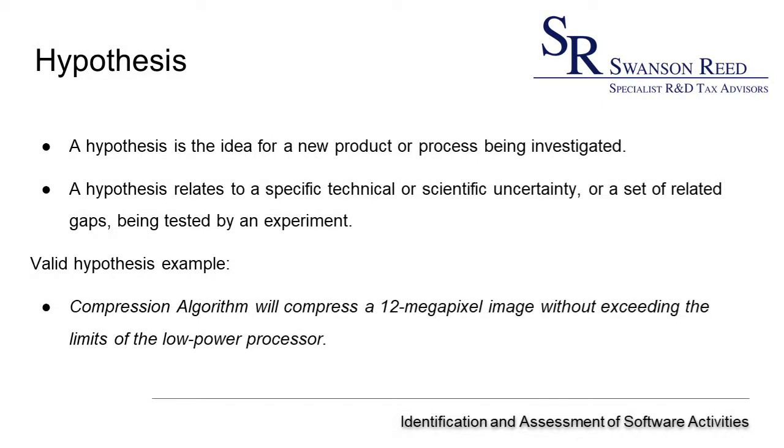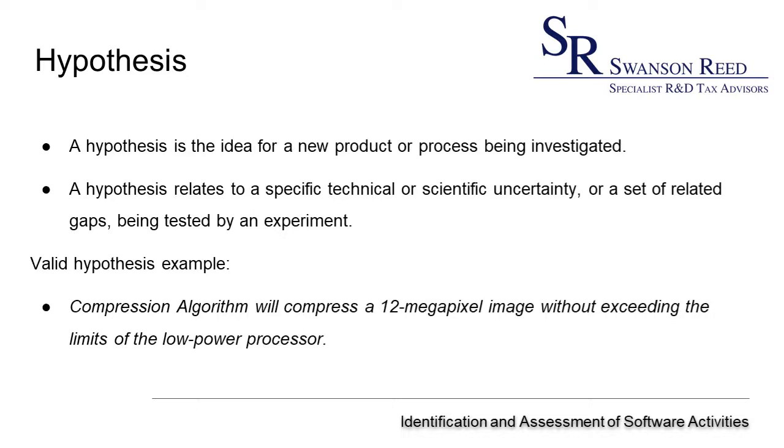The first element of the experiment is the hypothesis, which is the company's idea for a new product or process being investigated during experiments. A hypothesis should relate to a specific technical or scientific uncertainty or a set of related gaps that is being tested by an experiment. For example, you might find information from multiple sources stating that a particular compression algorithm can compress a 12 megapixel image but will exceed the power limits of existing processes. You might find other information that relates to methods of increasing the efficiency of compression algorithms so that they will work within existing power limitations.